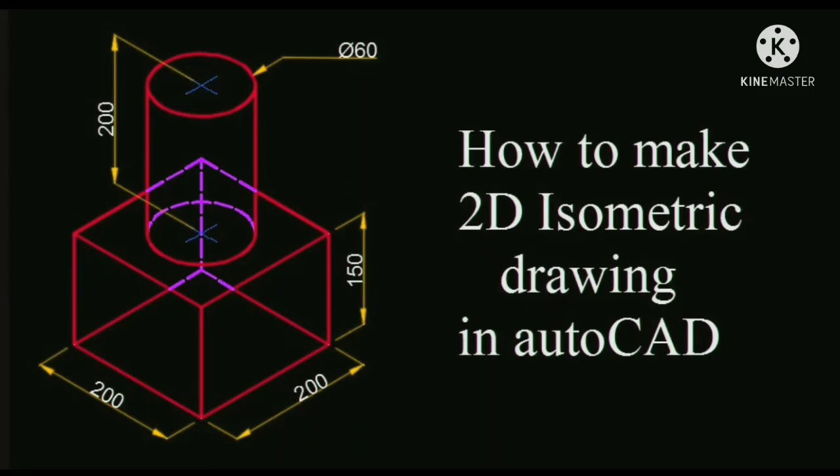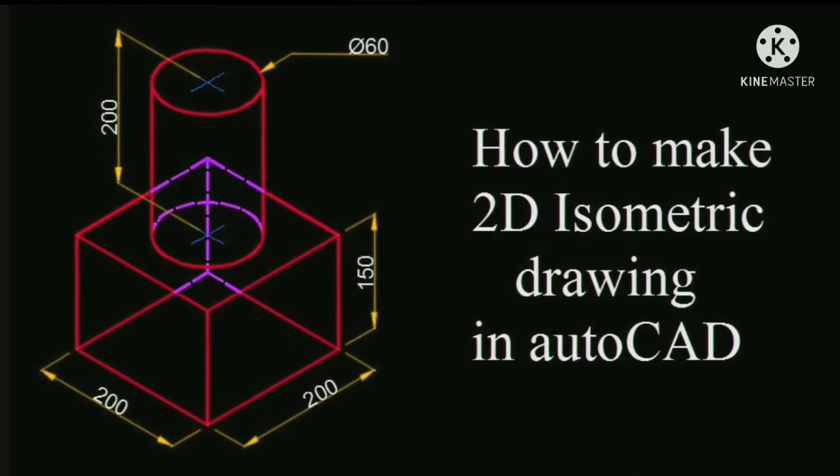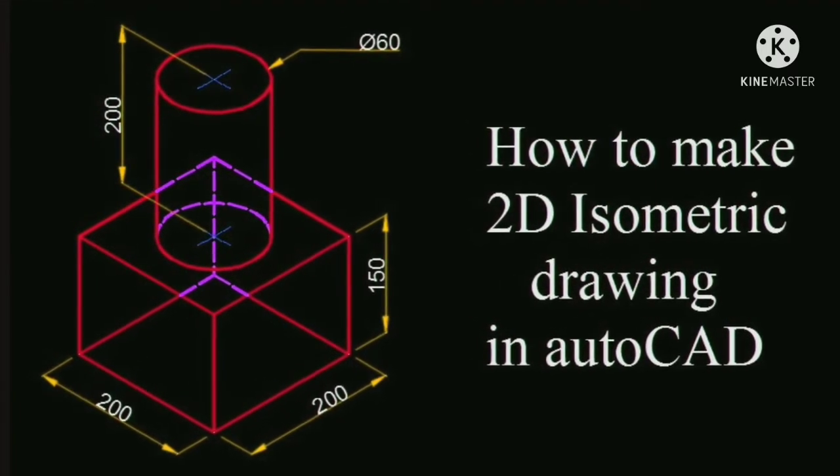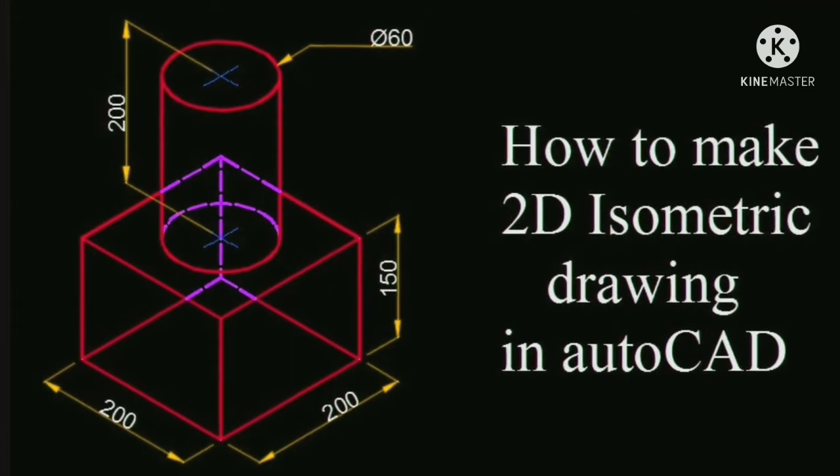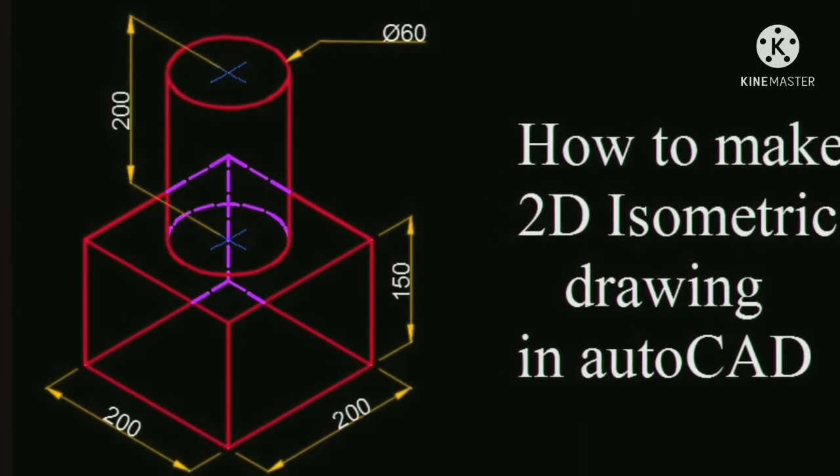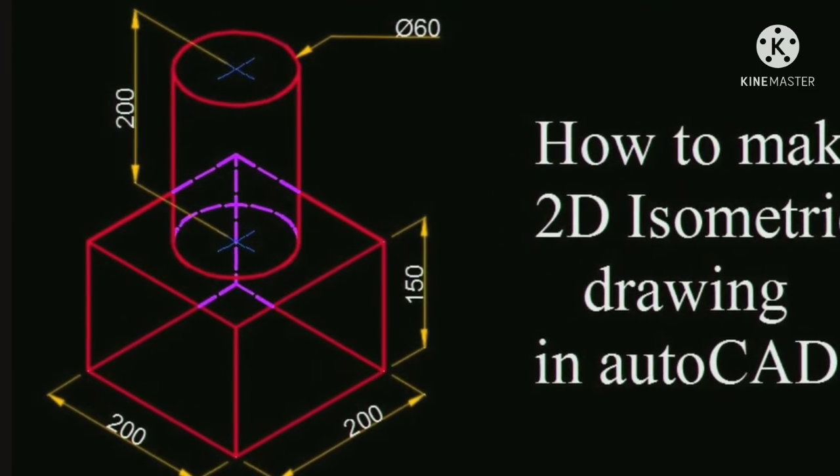Today in this video we will learn how to make the 2D isometric drawing in AutoCAD. Here we will draw this simple 2D isometric figure according to the dimensions. So let's start our drawing.